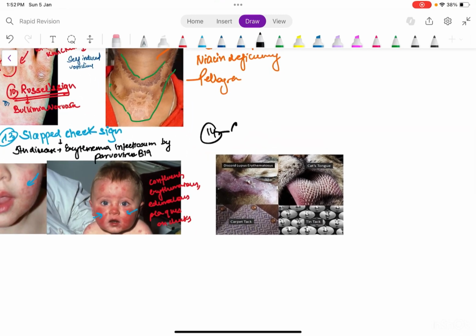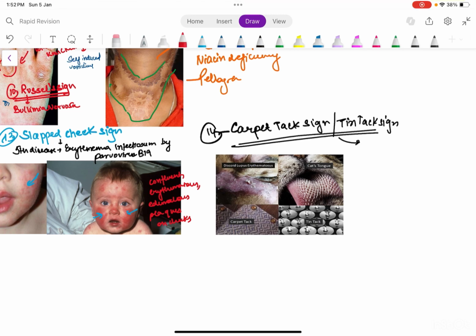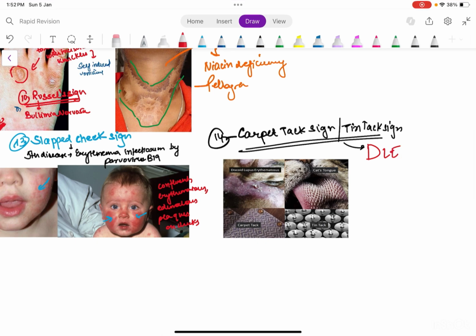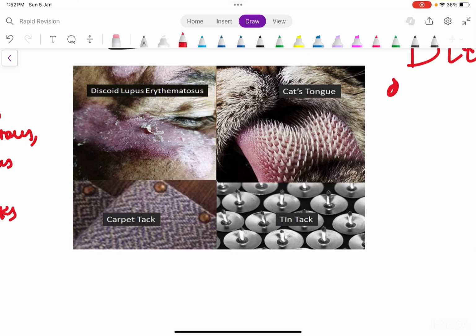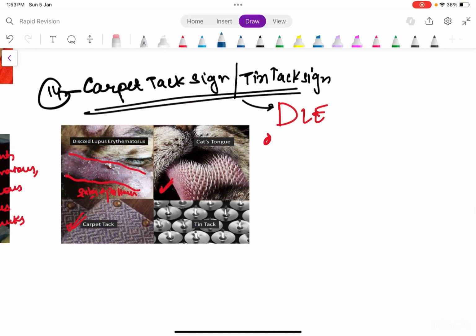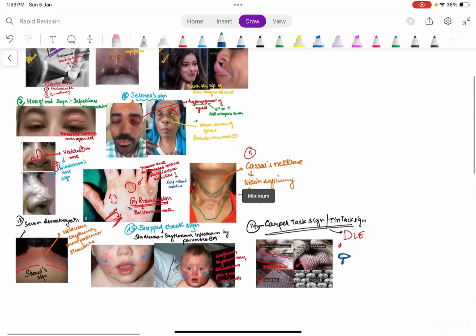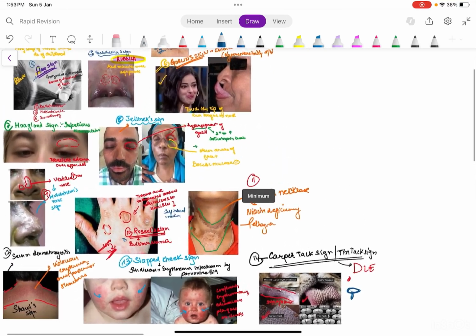All right, then coming on to this one. Personally I don't understand why they call this, but for sake of completion, this is carpet tack sign, or it is also called as tin tack sign. Now I'll tell you what does it mean. First of all, just know that it occurs in DLE. Okay, DLE. This is discoid lupus erythematosus. So yeah. So see, as far as I came to know, if you appreciate this, right, there are scales and a pattern is there. So this pattern resembles all this. Now this tin tack is basically the pins that we used to put over the board. That is the tin tack. You can Google the image as well if you didn't get it from my description.